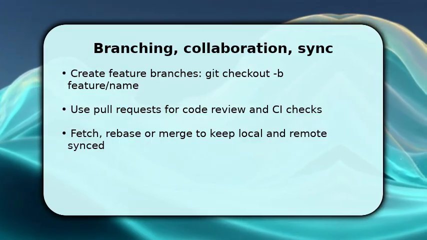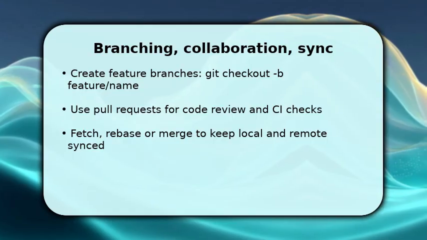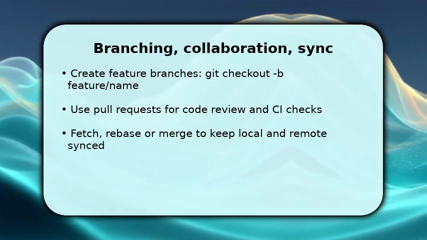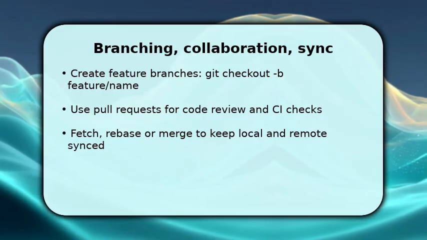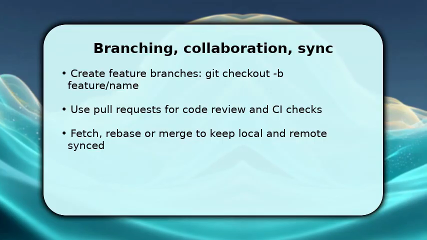To integrate updates, fetch from origin and rebase or merge as your team prefers. Resolve conflicts locally, test, then push the reconciled branch. Doing this preserves a clean main branch and a reliable release path.